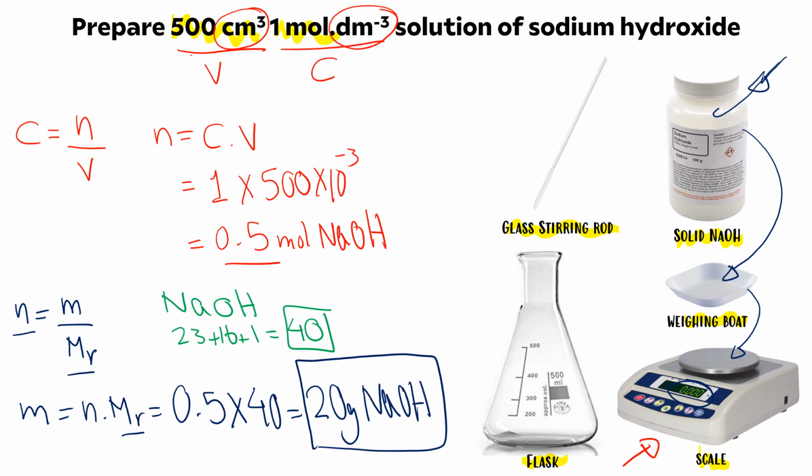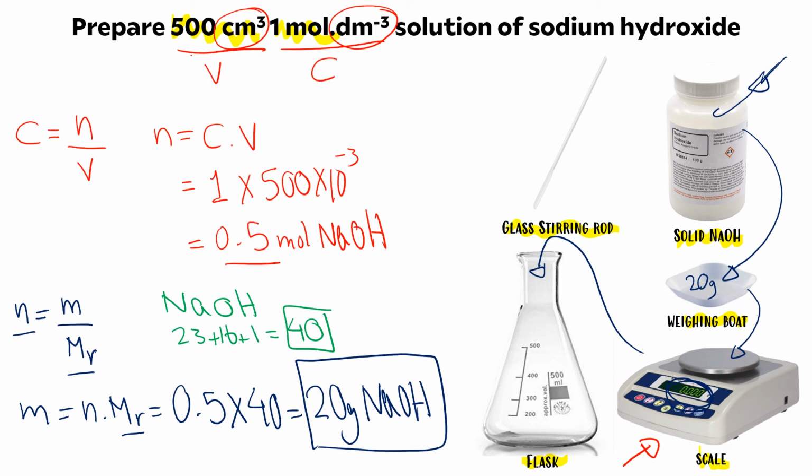We have to be careful. The weighing boat should be first on the scale. We make sure that the scale is showing 0. Then we put our solid sodium hydroxide, of course 20 grams of it. After we have our desired mass of sodium hydroxide, we'll put this solid sodium hydroxide into our flask.